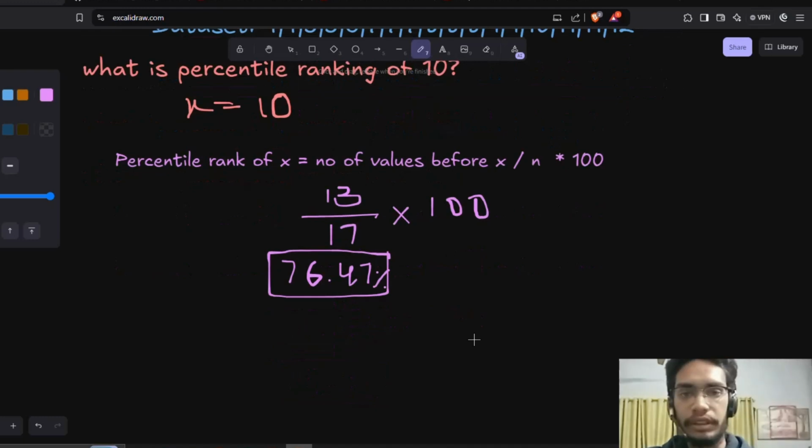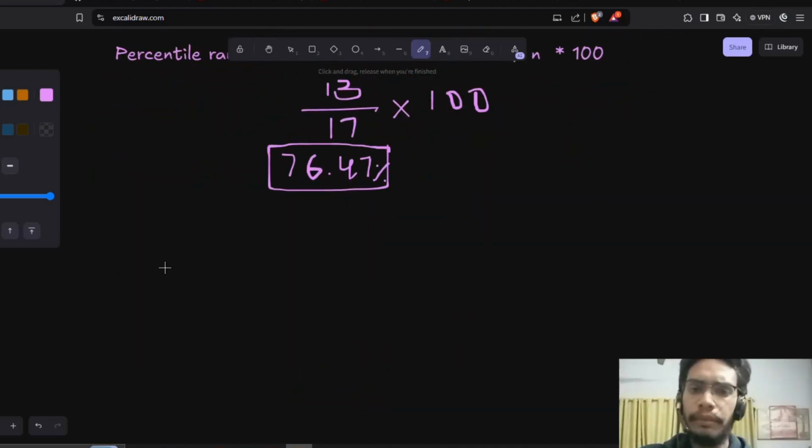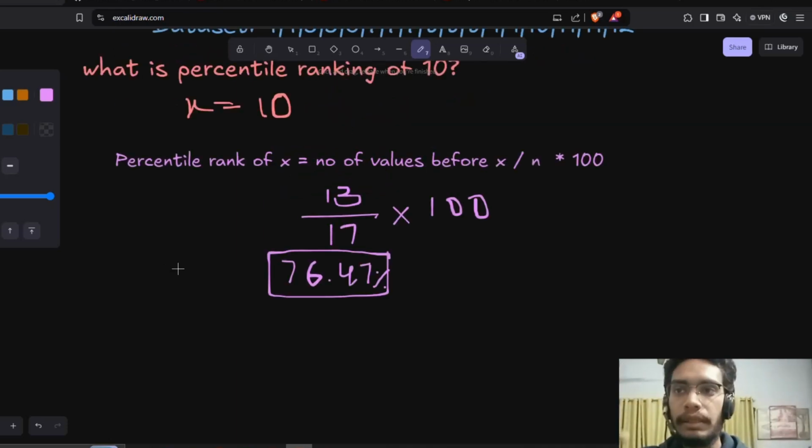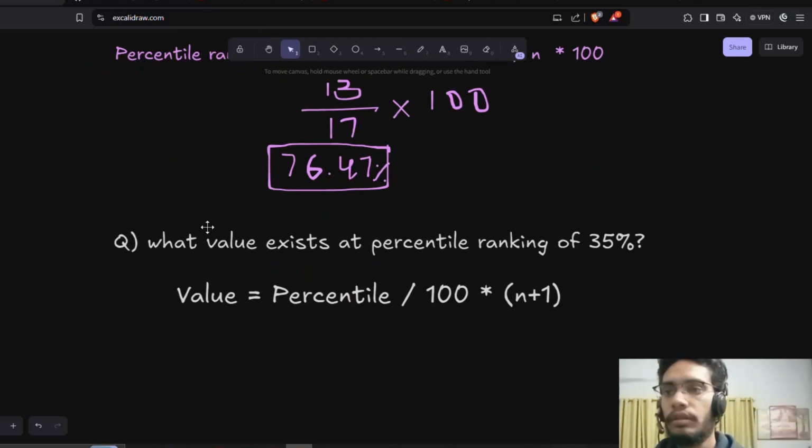Let's do some reverse, right? We have been given a percentile ranking, and we need to find out the value. We have to do some sort of reverse thing. If we have been given a percentile ranking, then we have to find out the value.